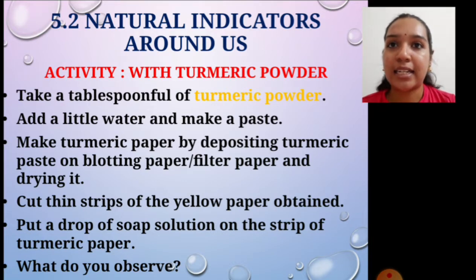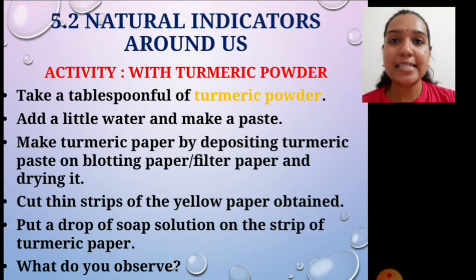Now we will convert a plain paper into a colorful yellow paper by applying turmeric paste entirely on the paper. We'll cut this paper into small strips of yellow papers. To test whether a soap solution is acid or base, we are considering here a soap solution to test.